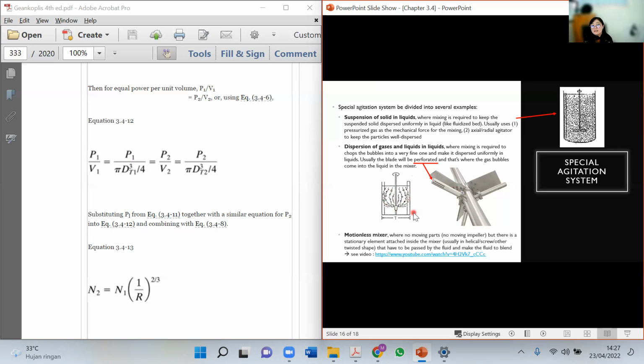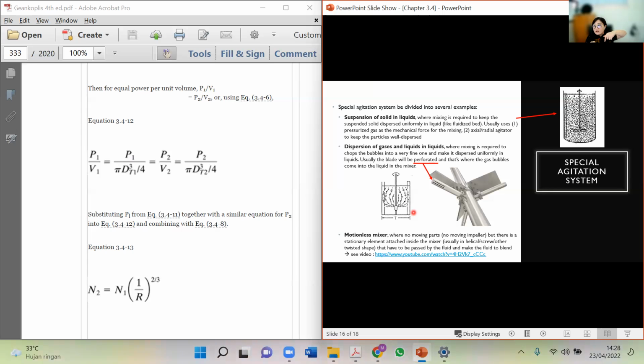And then the third one is the motionless or static mixer. Actually, a mixer doesn't always go with an agitator.